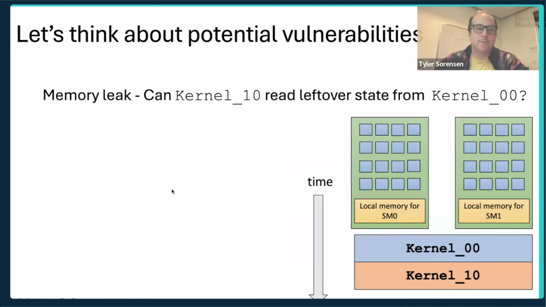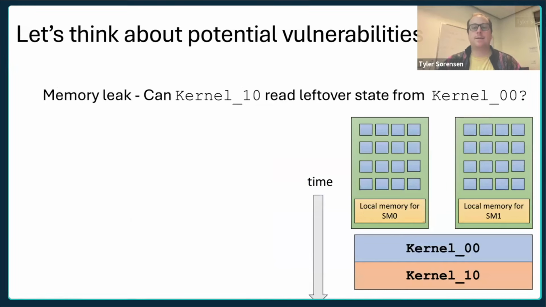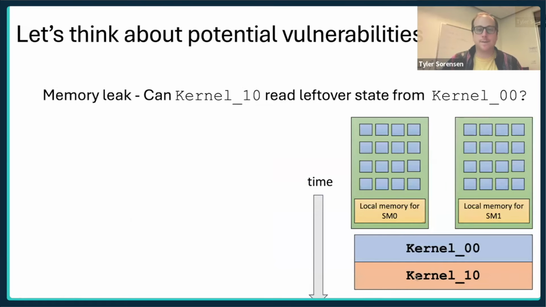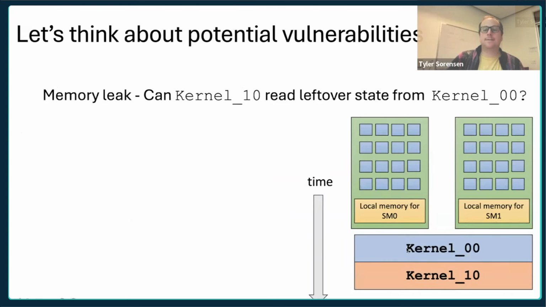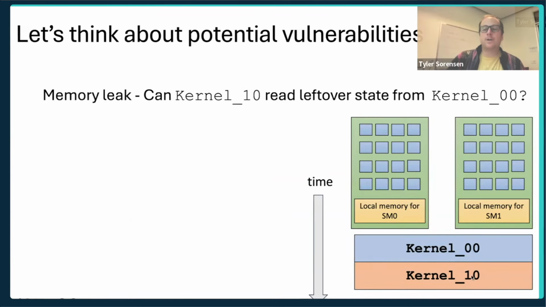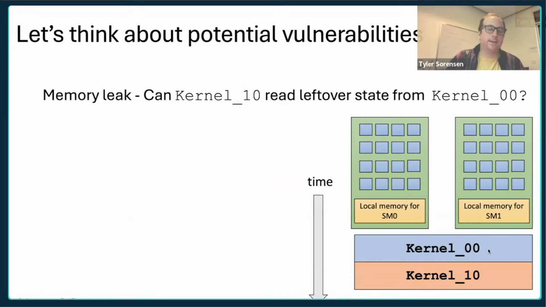Let's think about a different type of vulnerability. Let's think about a memory leak. So if these are two kernels, and if they're from different processes, can this kernel, the red one, ever read data from the blue one? Can it ever read data from a previous process?